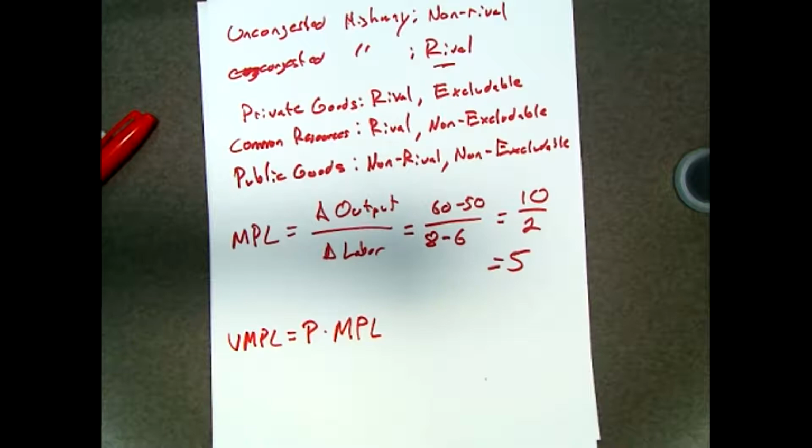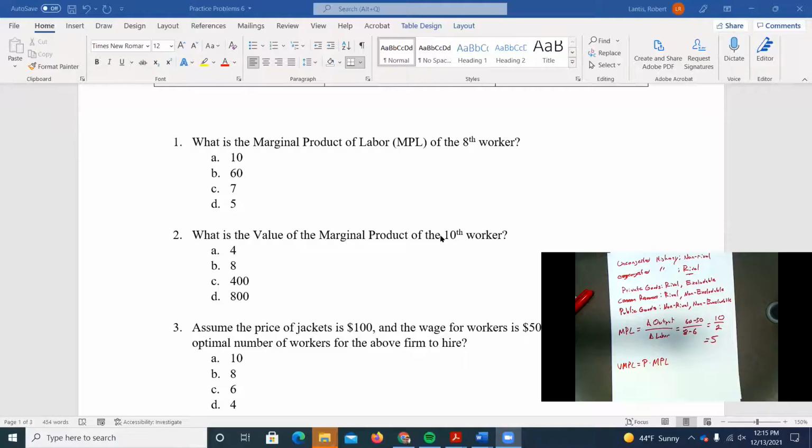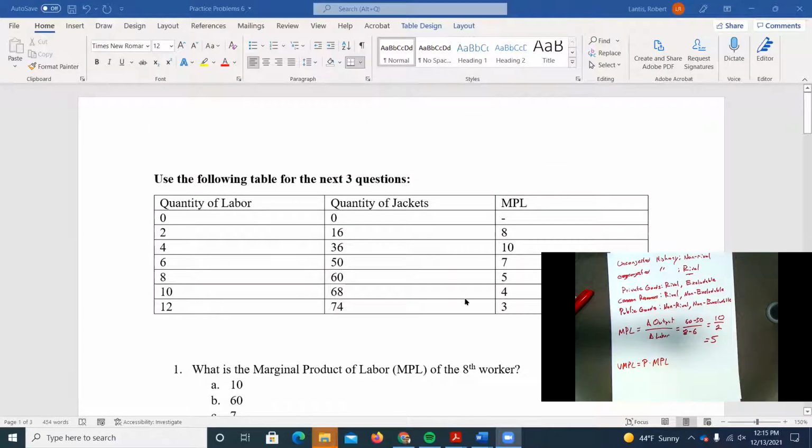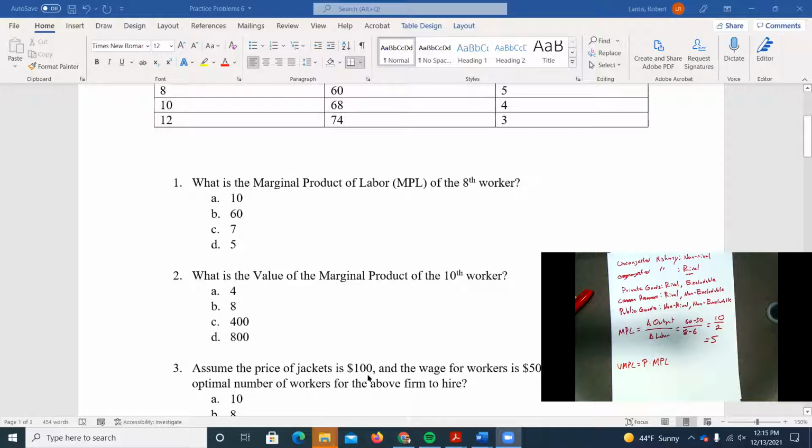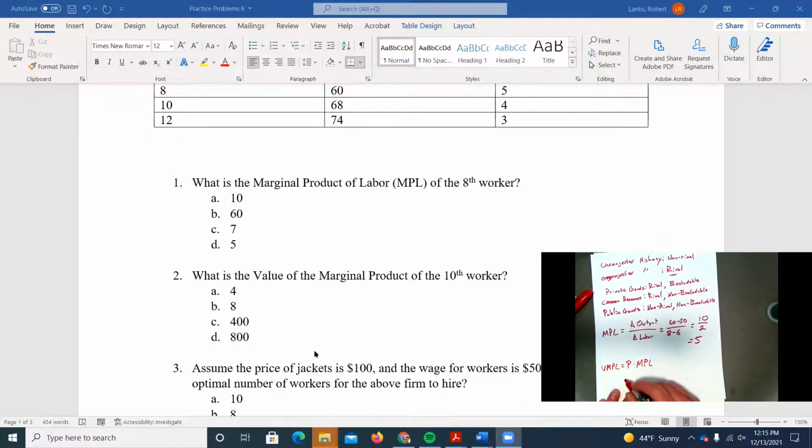So when I'm looking at the 10th worker, we already found their marginal productivity of labor, which is 4. To get the value, it would just be 4 times the price of that good. The price of the good is $100. The marginal productivity of labor is 4. So the value of that marginal productivity of labor would be $400, right? Essentially, they're bringing in an additional $400 of revenue to this firm.